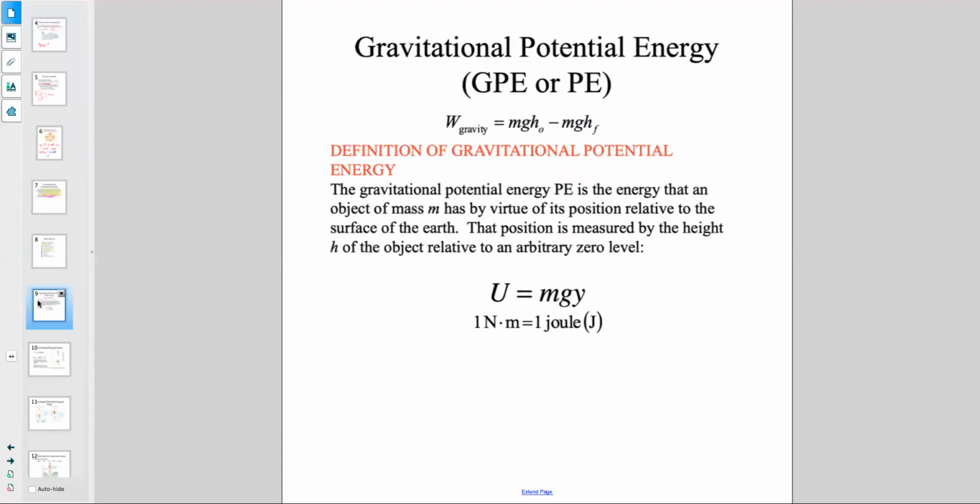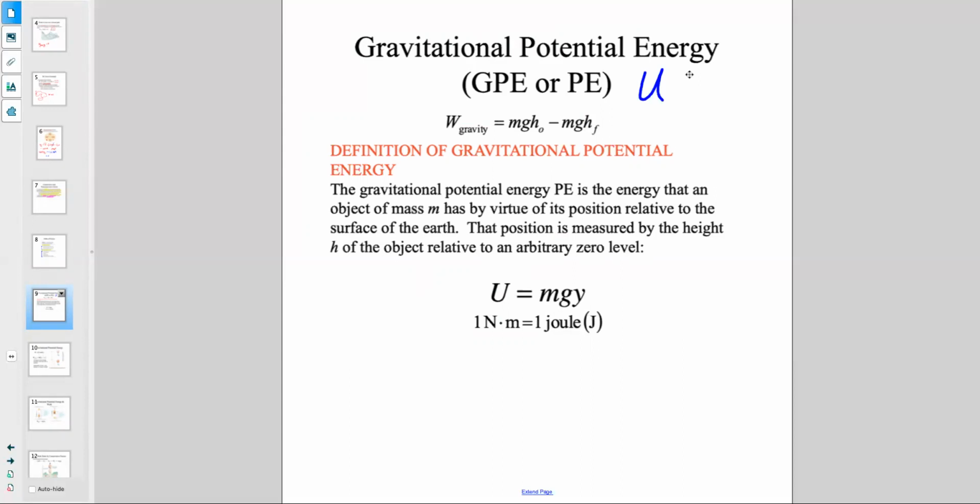Now, let's talk about gravitational potential energy, or GPE, or just PE. Sometimes we use U to show it. I'm going to use U because I'm an old dude, so I just wanted to use U. It's an old notation of writing potential energy or gravitational potential energy, okay?